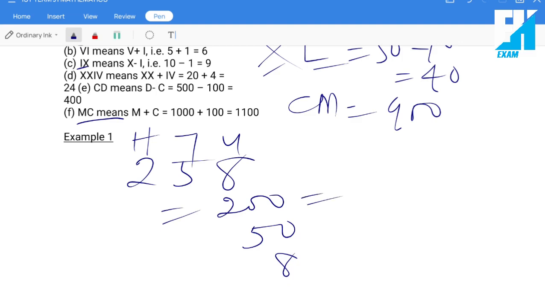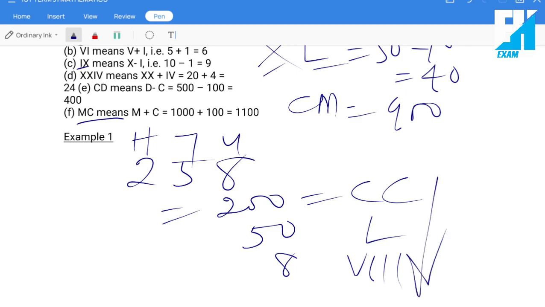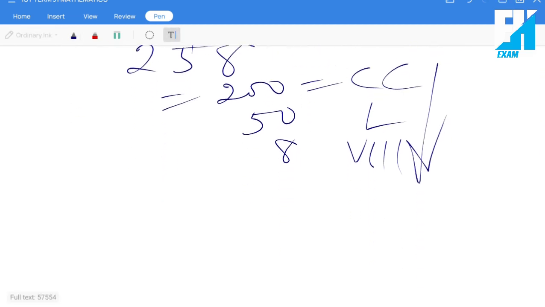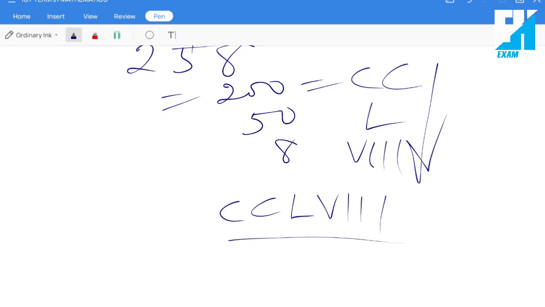What is the value for 200? The value for 200 is CC, and the value for 50 is L, and the value for 8 is VIII. Now all you need to do is join all together. When you join all together, it's going to be CCLVIII. This gives you 258.